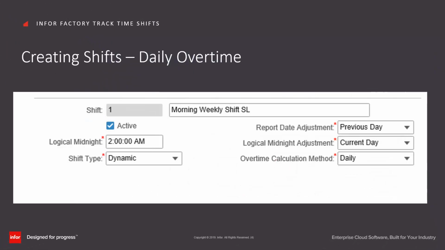The shift header setup starts by defining the shift code and description. Enter the shift code in the shift field and the description in the adjacent field. Setting the active checkbox to yes allows employees to enter hours on the shift.